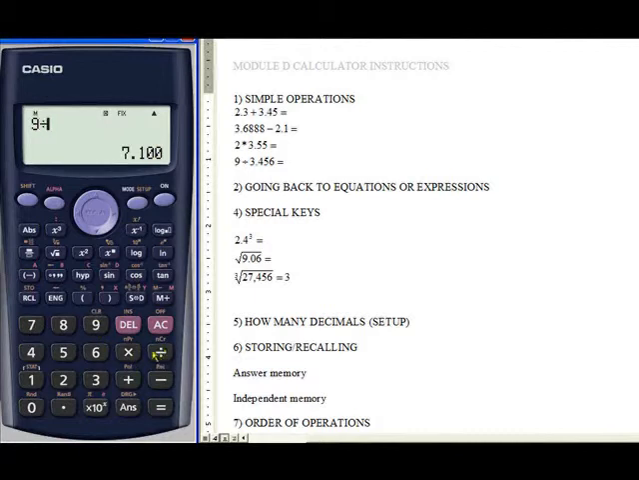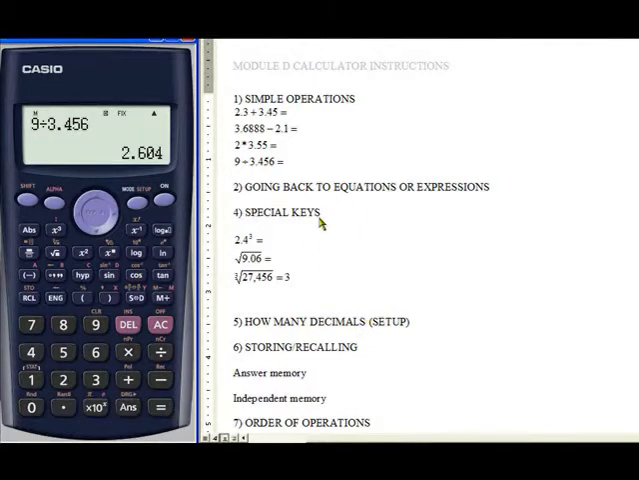9 divided by 3.456 equals. So this is how you do your simple operations. Push it and then push the equal button at the end. Now if you want to go back and see what you did, you can go up. Most calculators do have those up, down, sideways buttons, and the up and down button will get you around. So you're not going to lose those things.